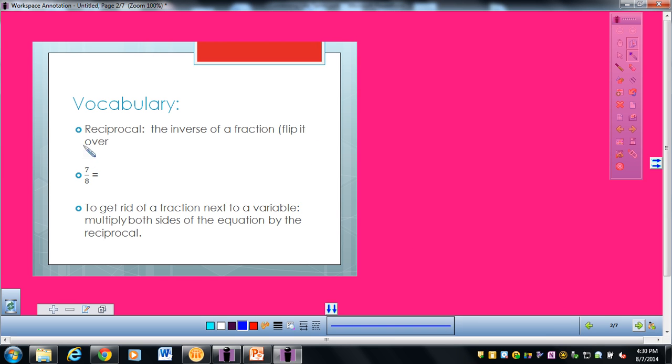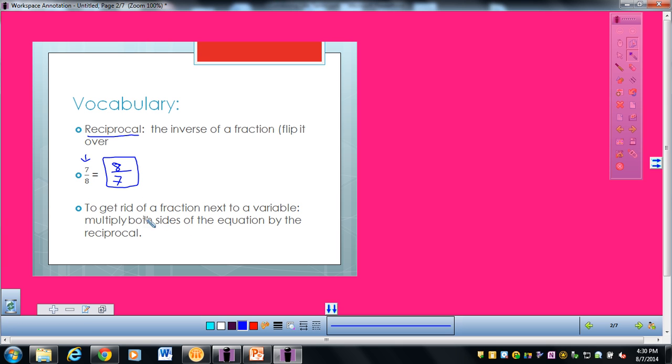first of all, your vocabulary consists of a reciprocal. You need to know what that is. And basically, that's the inverse of a fraction. So if you take a fraction and flip it over, the flipped over part is the reciprocal. So here is your fraction. Here's an example. The reciprocal means we flip it over. So 8 goes on top and 7 goes on the bottom.